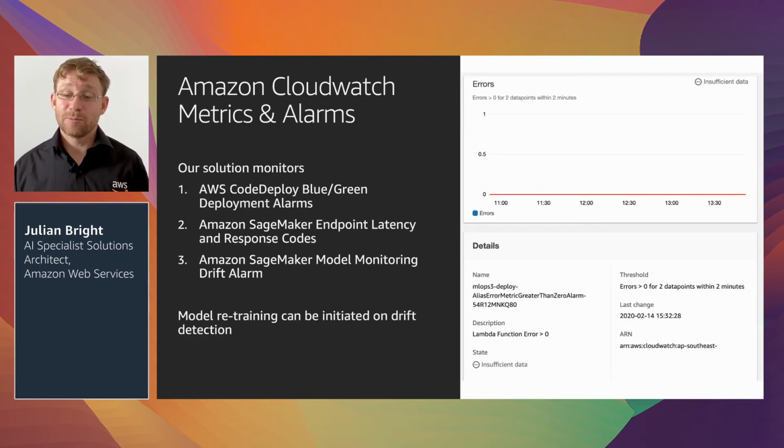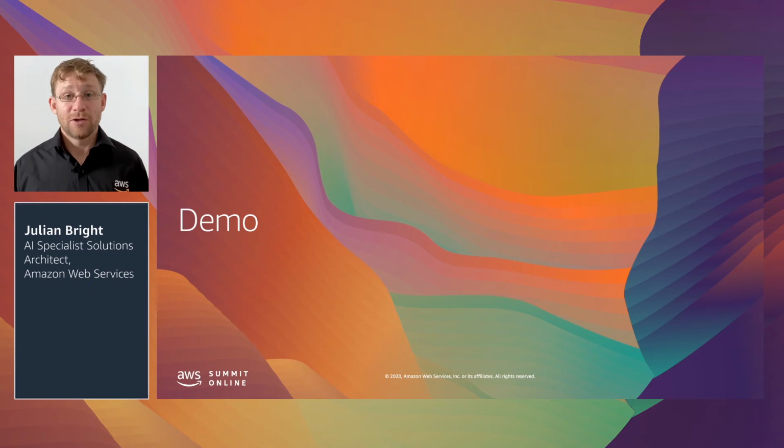And finally, as part of this process, we want to ensure that we've got the relevant CloudWatch metrics and alarms in place, in particular for the blue-green deployment, so that we can roll back as required, as well as to detect drift and take an action to retrain off the back of this. Great. So that's a summary of the demo. Let's jump into the console and see how this all hangs together.